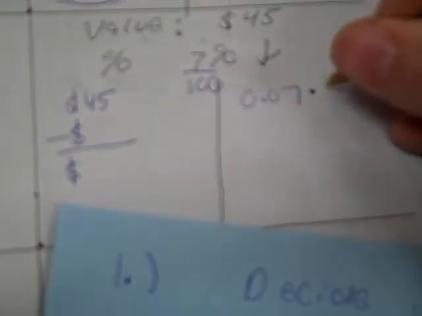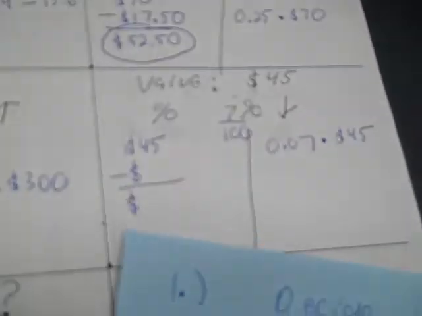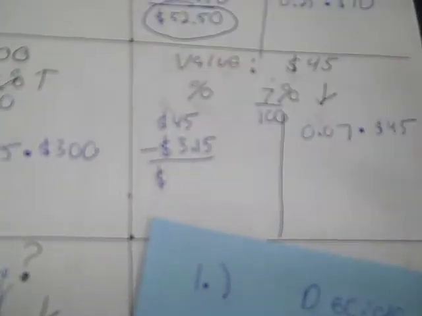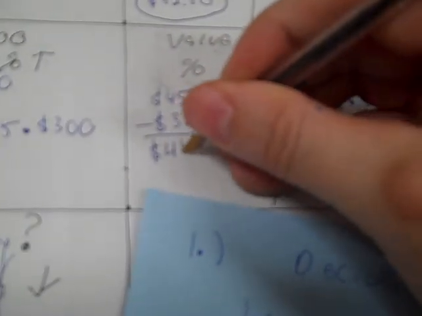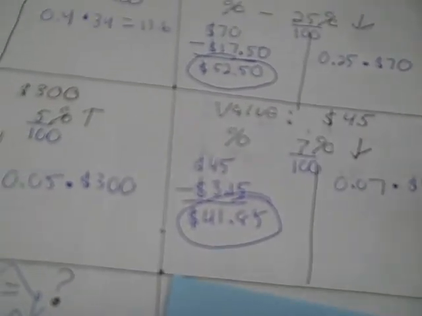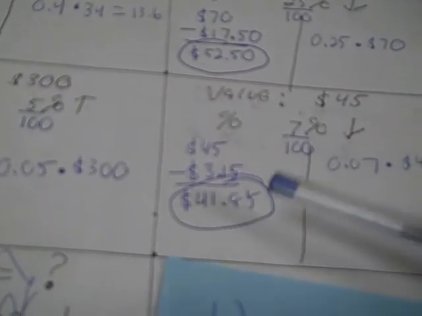And then multiply by your money amount. So times 45. And that's $3.15. So that's what we're going to subtract from that. So I take 45 minus $3.15. I get $41.85. Okay. That's how much then it costs.